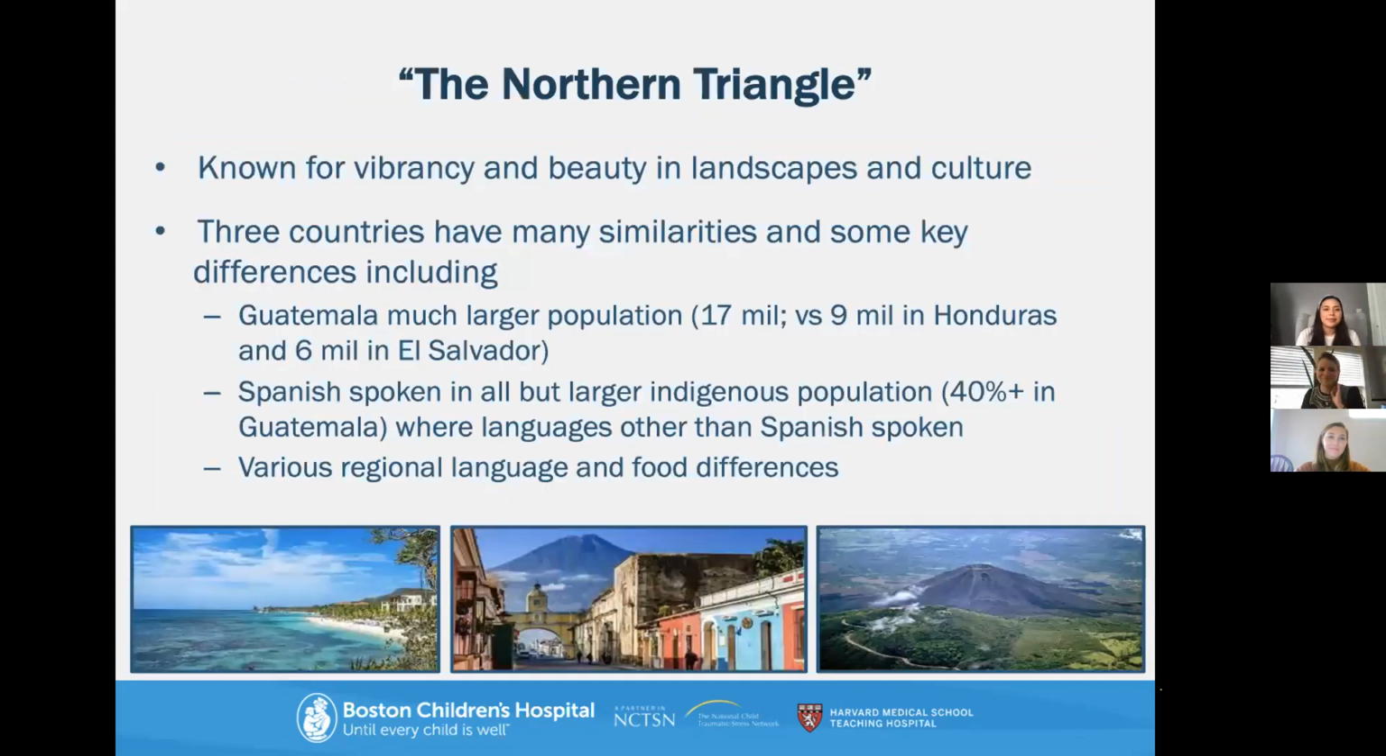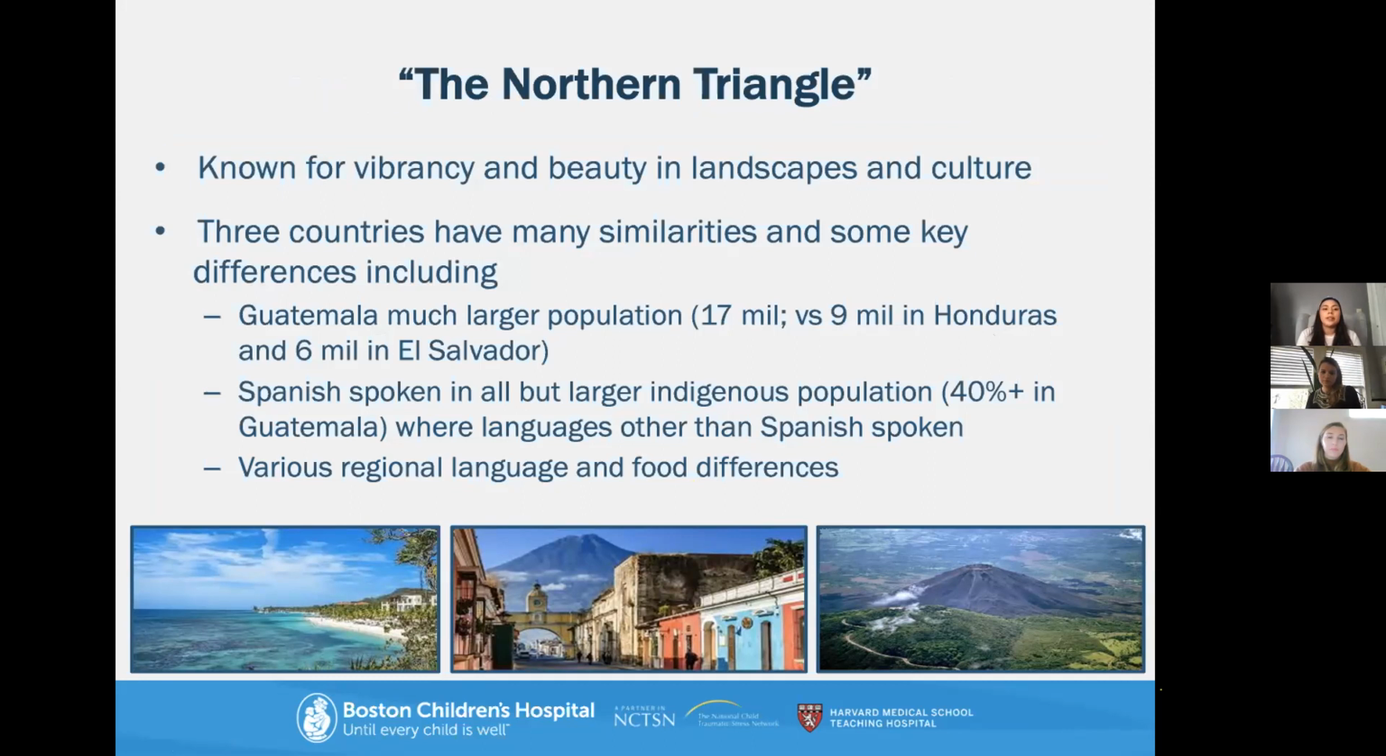Next slide, please. Okay, so if we talk about Central America, Central America is known for the beauty and landscapes, the culture. The three countries have so many things in common, but also have so many differences.